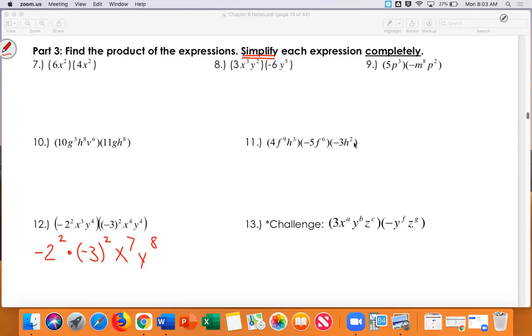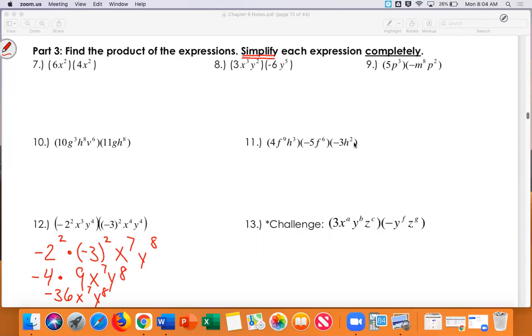-4. So this piece would become -4 times -3 squared, which would be -3 times -3. That's going to be 9, x to the 7th, y to the 8th. And then I would do -4 times 9, and I would get -36 x to the 7th, y to the 8th. Do you guys see the difference between simplify and evaluate?